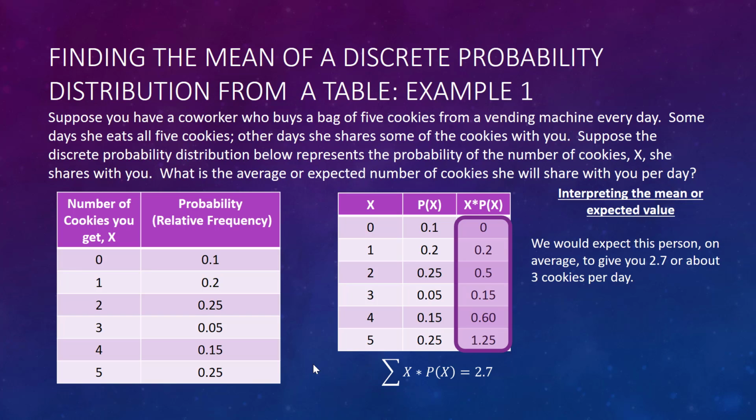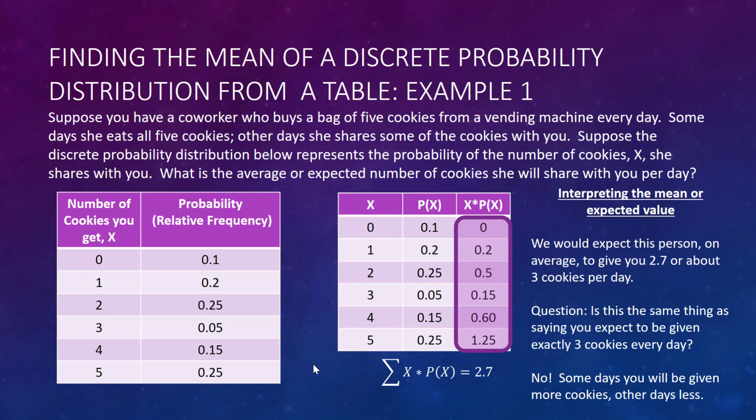So we would expect this person on average to give you 2.7 cookies. Now obviously you can't give somebody exactly 2.7 cookies, so we can say about 3 cookies per day. So does this imply that you expect to be given exactly 3 cookies every single day? Is that what the mean or expected value means? The answer is no. Some days you'll get more than 3, some days you'll get fewer than 3. Remember, this is a long-term average of the number of cookies you will have.